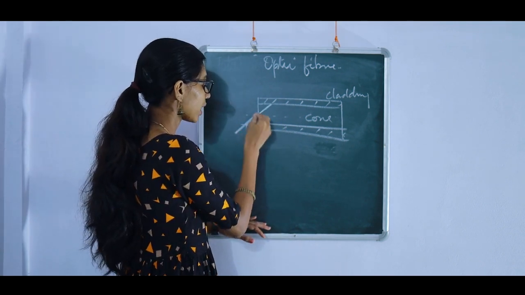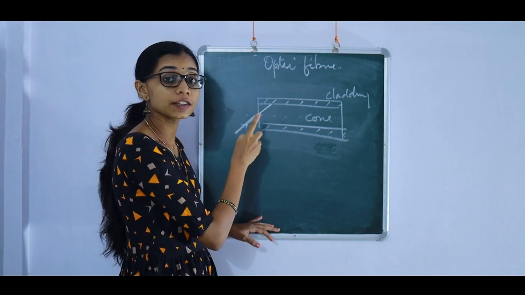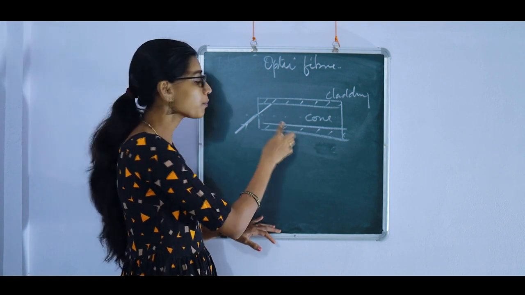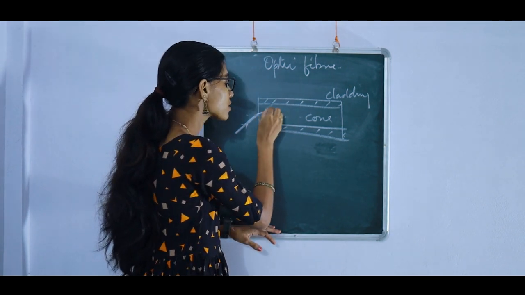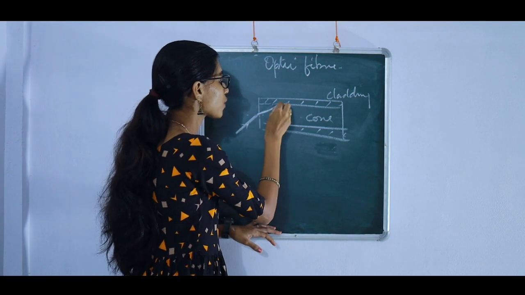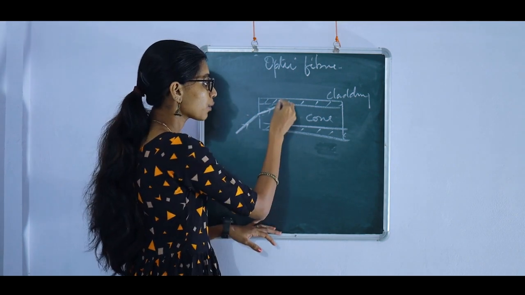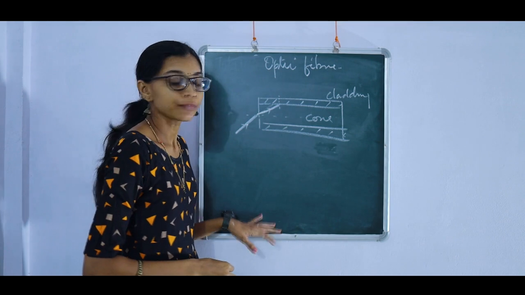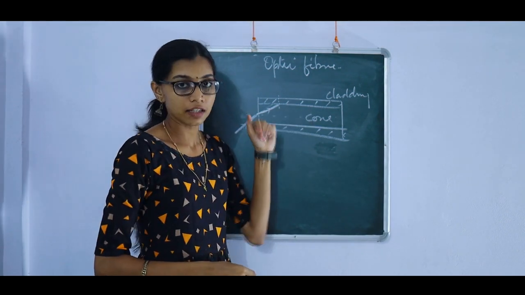The incident ray is from air to glass, so it is from a rarer to a denser medium. So it bends towards the normal. So it bends towards the normal like this. Now here you have another normal. You have core, cladding, interface.